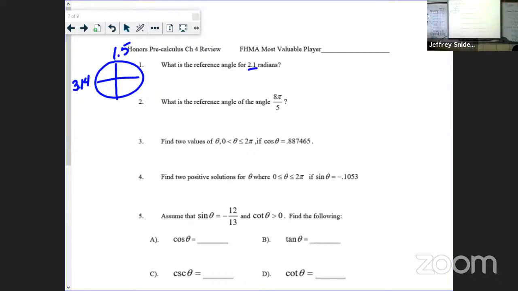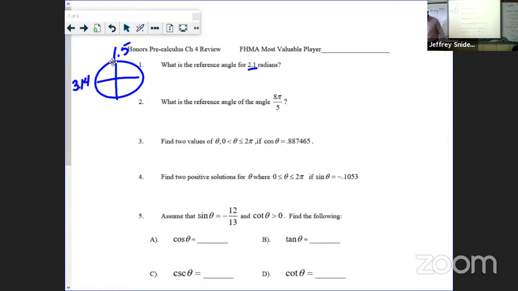So, guys, what I'd like you to do right now: 1 and 2 you should be able to get done, and then I'm going to put the answers to 1 and 2 up here in about a minute, because they're both the same style of problem.